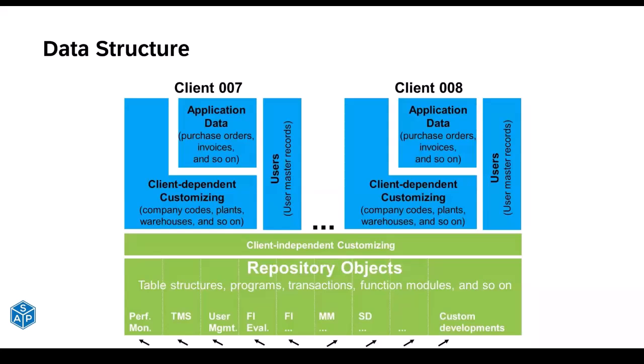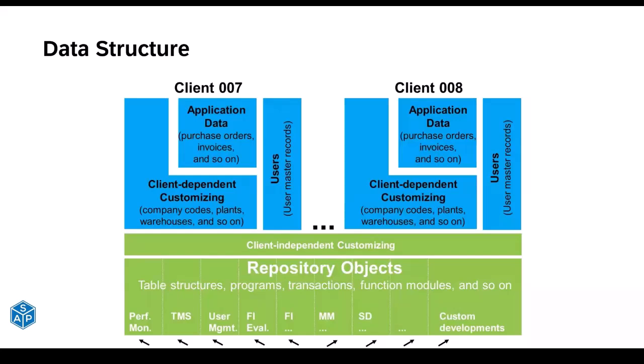Client dependent customizing, application data, and user. These are the three types of data which are client dependent. Again, all the things which are mentioned in the green structure are client independent. When you say client independent, it means if you create anything of this type of data in one client, it will be immediately reflected in the other client. Okay, if you create a program in client 100, you can run the same program from client 200 immediately. Is it clear with everyone?